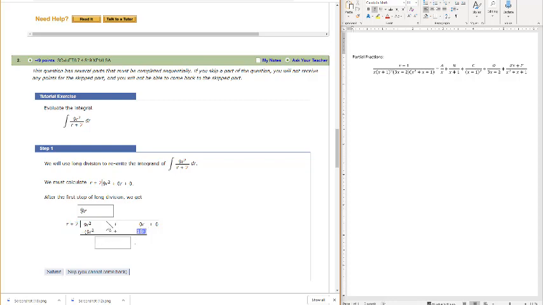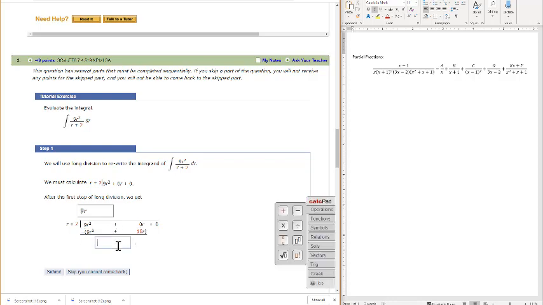And so this is what we have. Now we're going to subtract in our long division. The 9r squareds are gone, and then we subtract. We're going to get a minus 18r left over.